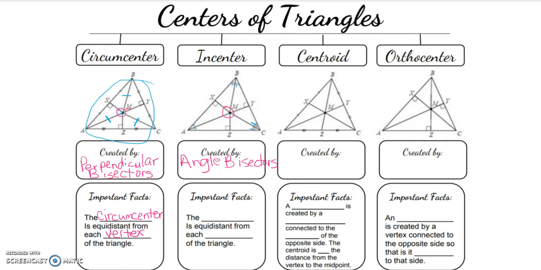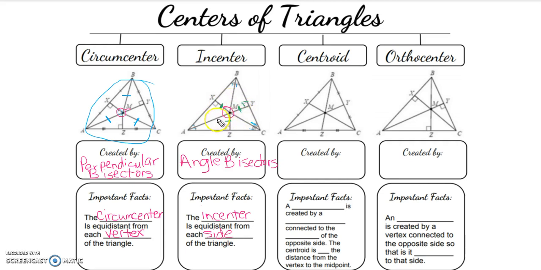So what do we need to know about the important facts? Well, the incenter is equidistant from each side of the triangle. So if I come back and I look at the sides, you can see that from M to the side, it's always at a 90-degree angle, and it's going to be the same distance away from MX. That's also going to be at a 90-degree angle, and MZ.